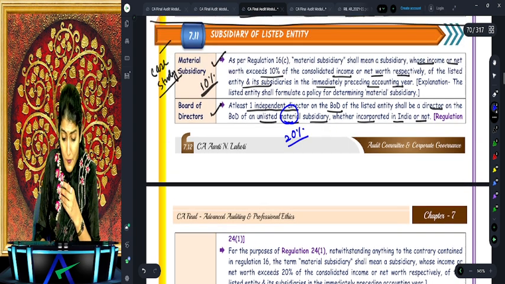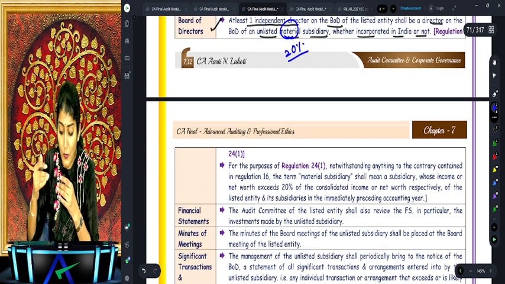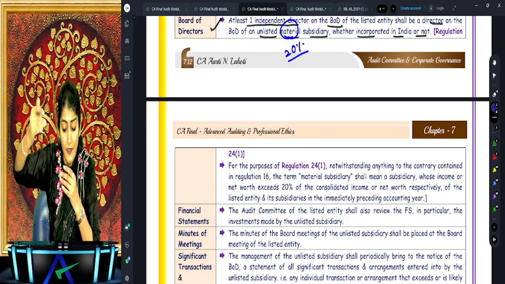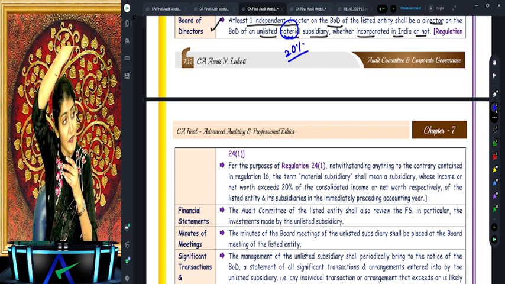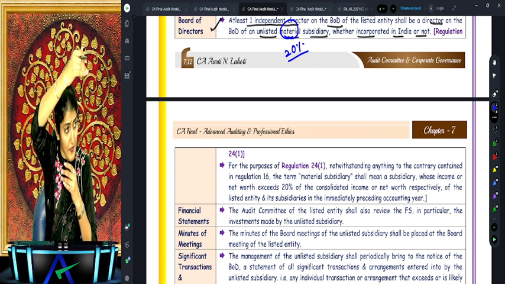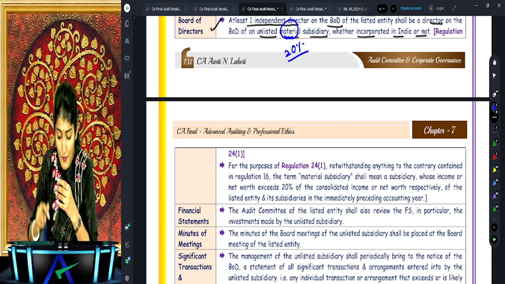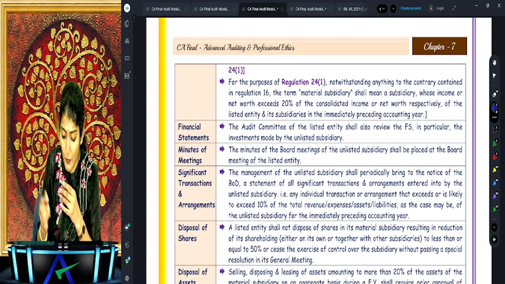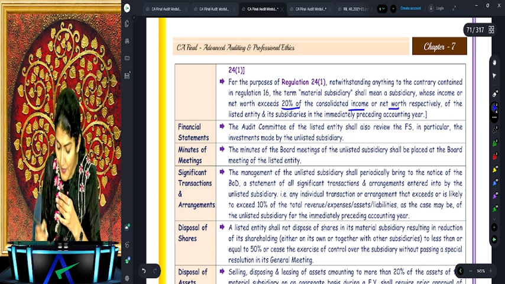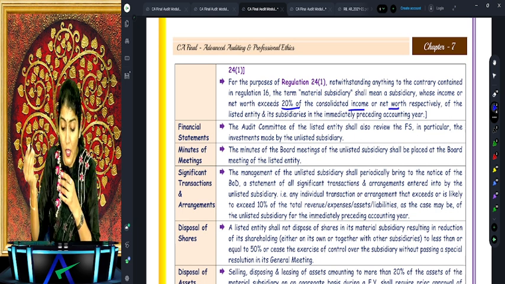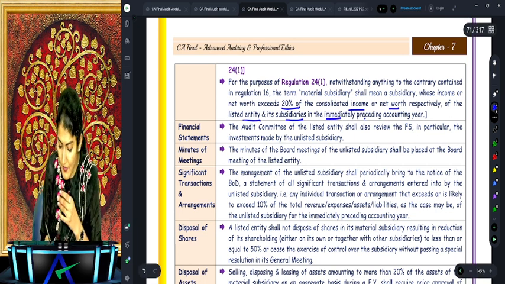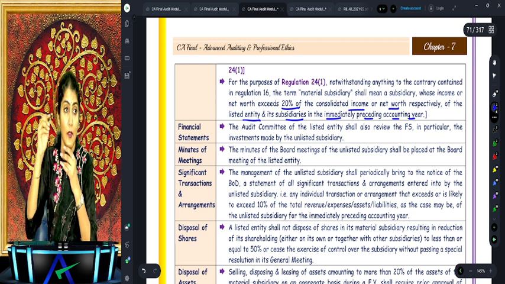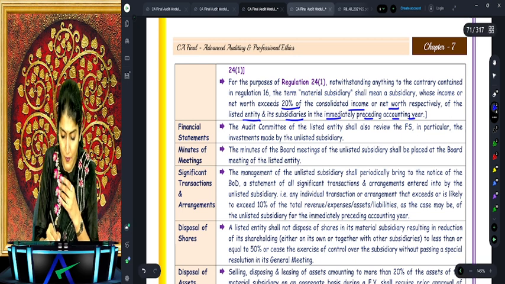20%. For the purpose of regulation 24, notwithstanding anything to the contrary contained in regulation 16, because regulation 16 says 10%, but here what does it say? 20%. The term material subsidiary shall mean a subsidiary whose income or net worth exceeds 20% of the consolidated income or net worth respectively of the listed entity and its subsidiaries in the immediately preceding accounting year. Are you all able to follow this point over here?